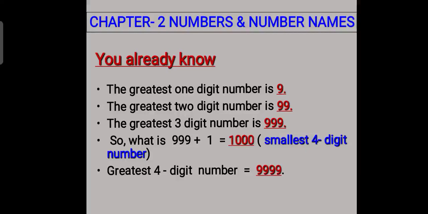What will be the greatest four digit number? The greatest four digit number is 9999, and we read it as 9999.